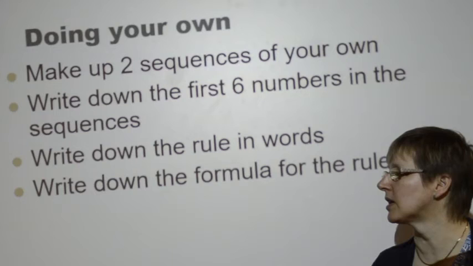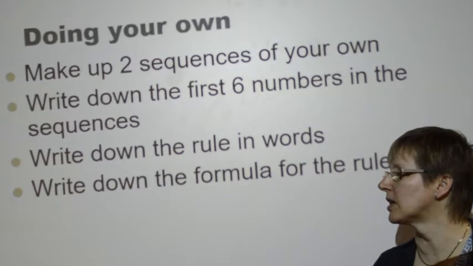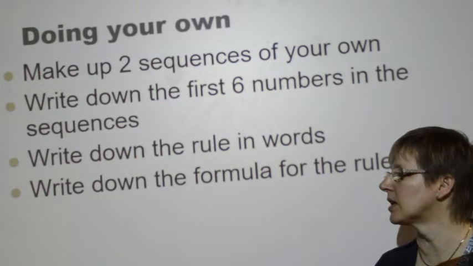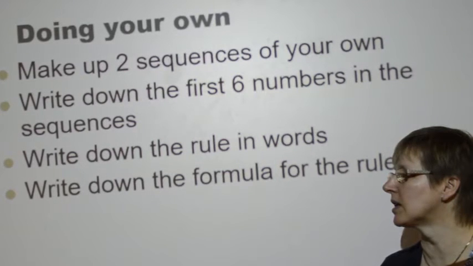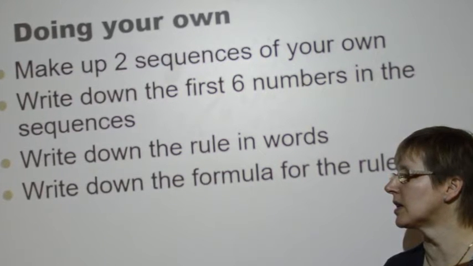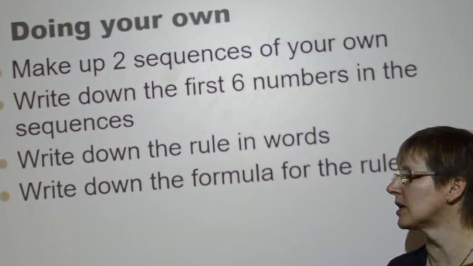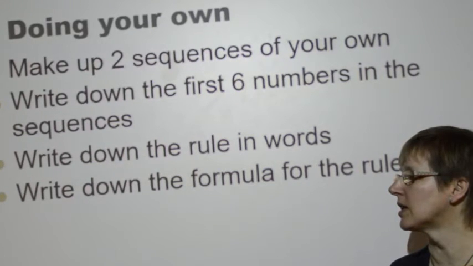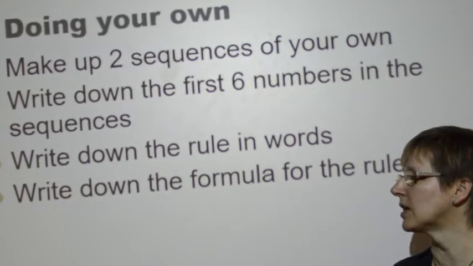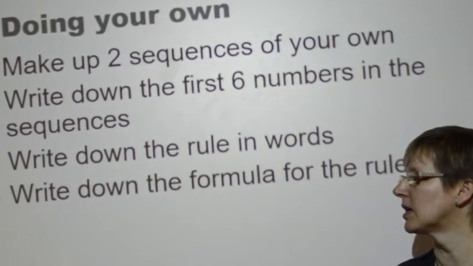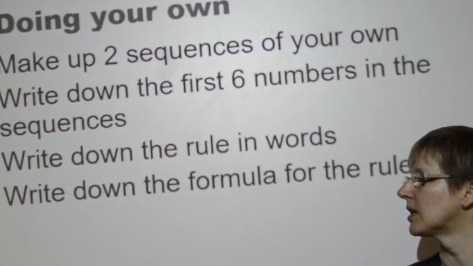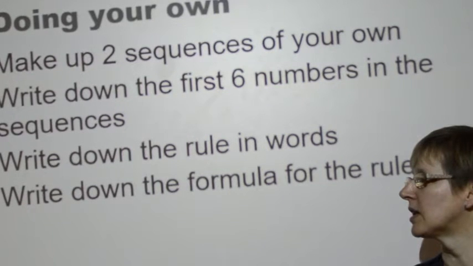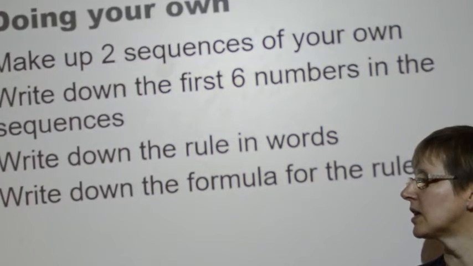Okay? Right, so I want 2 sequences. I want the first 6 numbers, I want the rule in words, and then I want the formula. So the rule in words for 3n plus 2 would be multiplied by 3 and add 2. Okay? So 2 sequences, try and make them different to the ones that we've done. I will put an example on the board, and if you find that too easy, which you might by now, you can try my extension, which is to try sequences where the numbers get smaller instead of bigger, and or try some sequences where the numbers start with negatives. So do 2 normal ones, and then see if you can extend it a little bit.